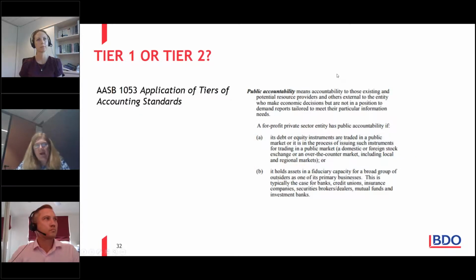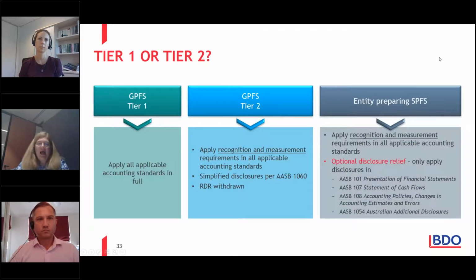However, the next level, if you have to do general purpose financial statements, AASB 1053 talks about if you've got public accountability, and I've put the definition there, you are clearly tier one. Again, no choice. You have to do all recognition, measurement, presentation, disclosure. However, if you do not have public accountability and you end up in general purpose financial statements tier two, you end up with some choice.